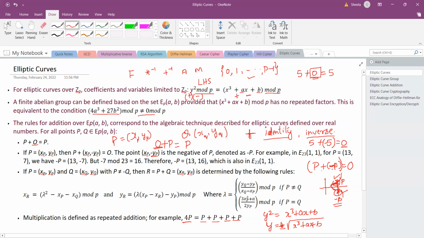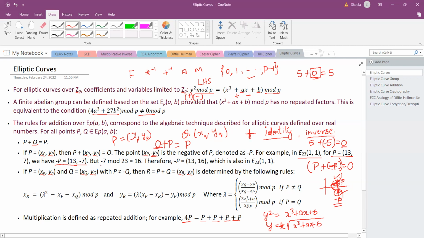So in this example, we can see that P is a point on the elliptic curve group E23(1,1). E23(1,1) means 23 is a prime number, the A value is 1 and the B value is 1. In that elliptic curve group, if I select a point P with coordinates 13 and 7, its corresponding negative point, that is minus P, will be equal to 13 and minus 7. Okay, and here, since we are considering field elements within the range 0 to p minus 1, we have to take minus 7 modulo 23.